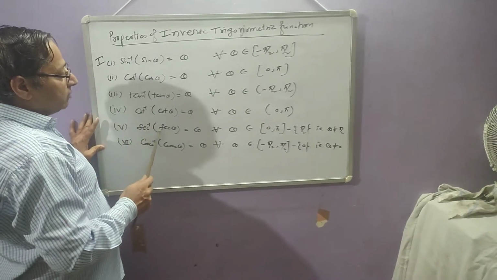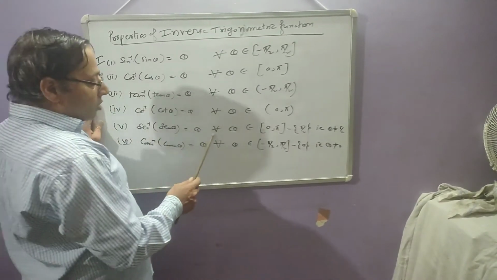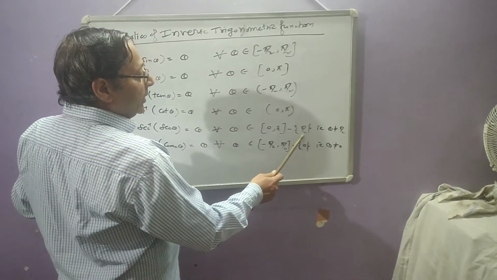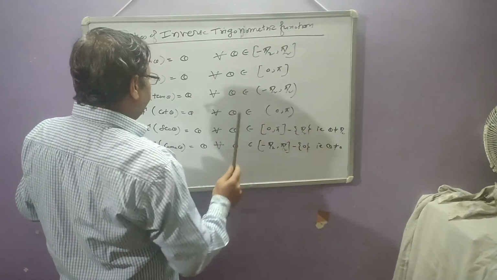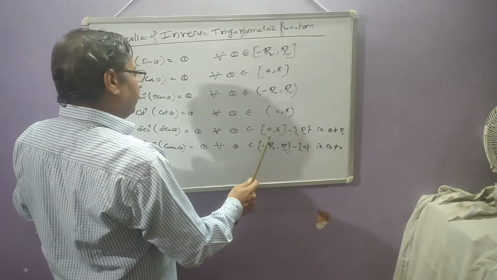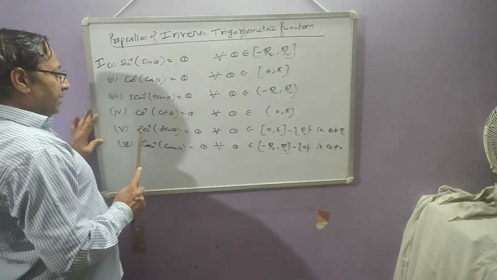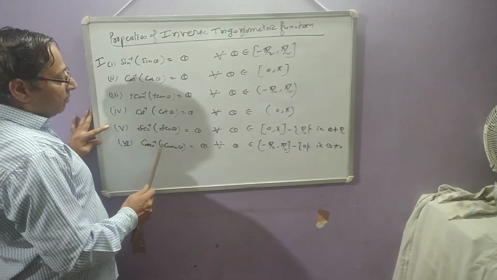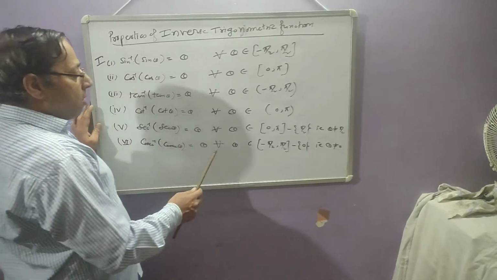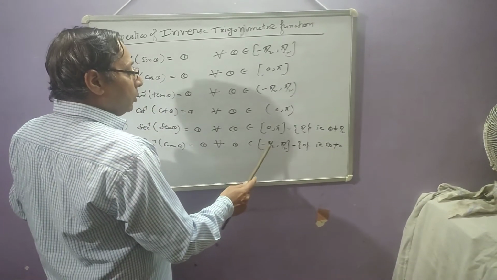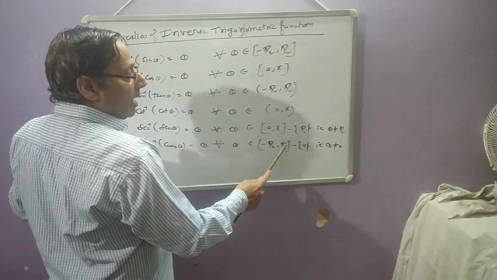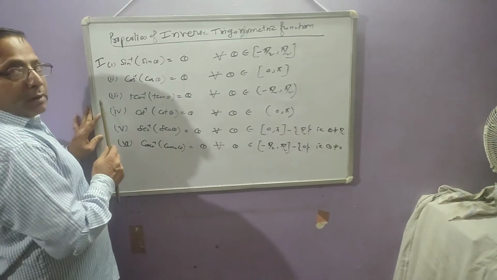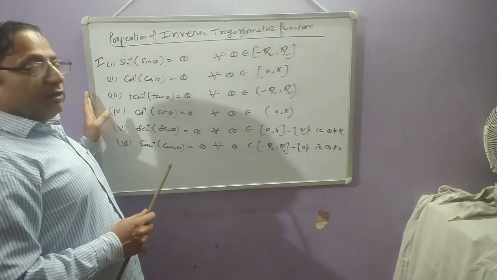And secant inverse of secant theta is equal to theta for all theta belonging to the closed interval from 0 to pi except the central value, that is in this case theta cannot be equal to π/2. Other values from 0 to pi can be satisfied, and secant inverse will neutralize the secant. We are left with theta. The next is cosecant inverse of cosecant theta is equal to theta for all theta belonging to the closed interval -π/2 to π/2 except the central value, that is theta is not equal to 0. This is the first property of the inverse trigonometric functions.